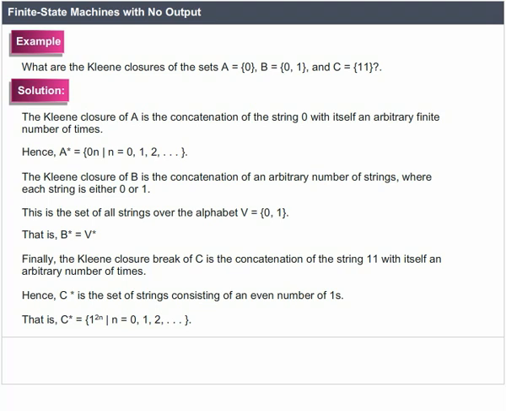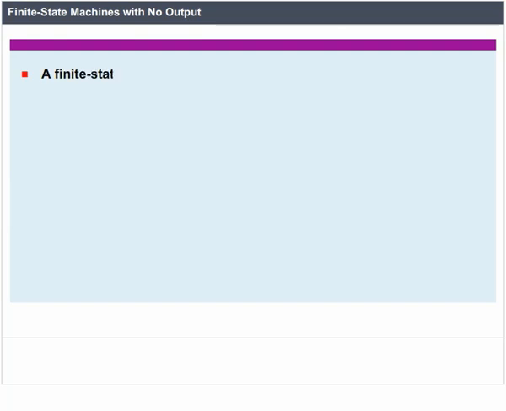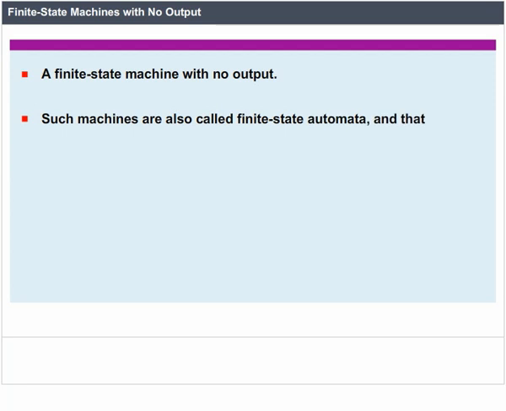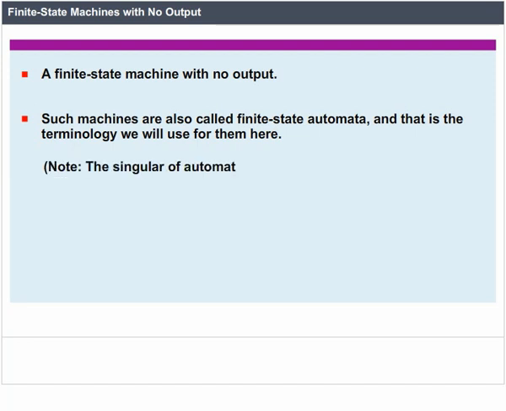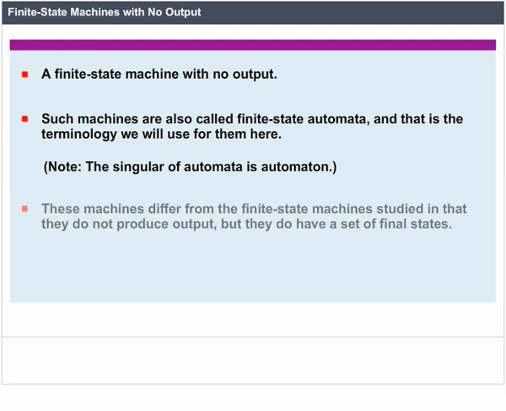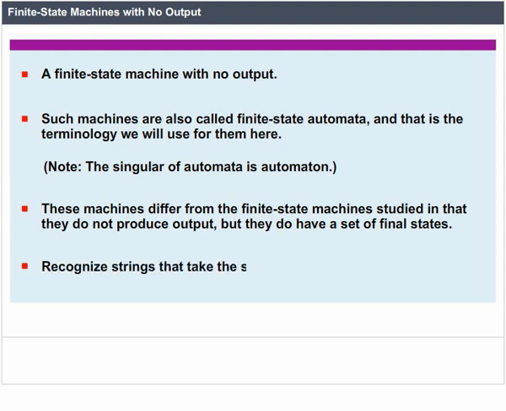A finite state machine with no output. Such machines are also called finite state automata, and that is the terminology we will use for them here. Note, the singular of automata is automaton. These machines differ from the finite state machines studied earlier in that they do not produce output, but they do have a set of final states. They recognize strings that take the starting state to a final state.